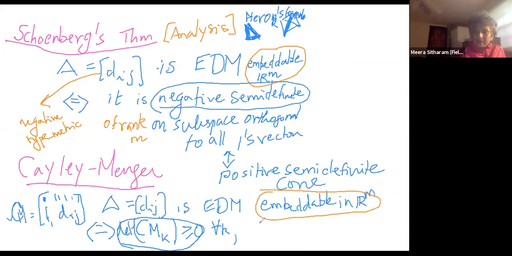And now the other condition, embeddable in R^m, where we had rank m, corresponds to equalities. So that corresponds to the determinant of CM_J, I'll call it, being equal to 0 for all j greater than m.